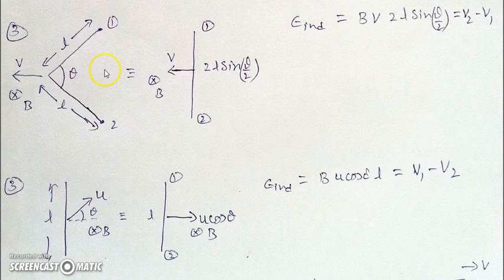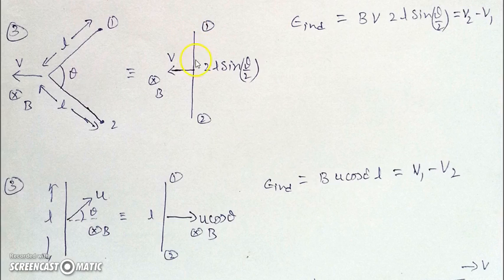In the next example, there's a V-shaped conductor, each side of length L, moving with the velocity V in a magnetic field which is into the plane of paper. These two legs are making an angle theta. So we just convert it into an effective length, which is 2L sin(theta/2). This straight line joining point 1 and 2 will be the effective length. Effective length is basically the length joining directly the endpoints of the conductor.